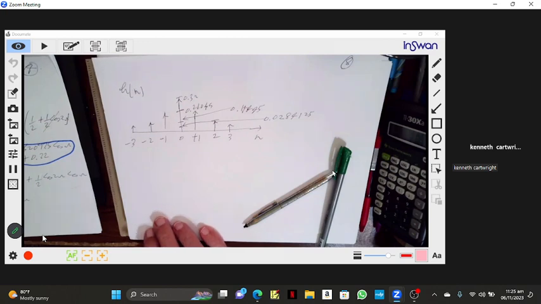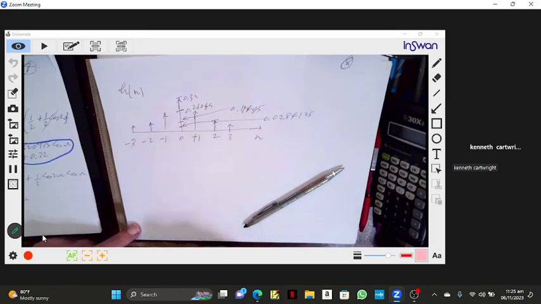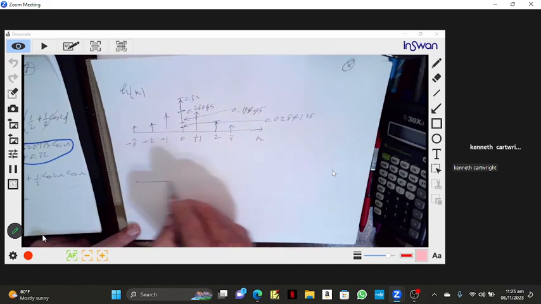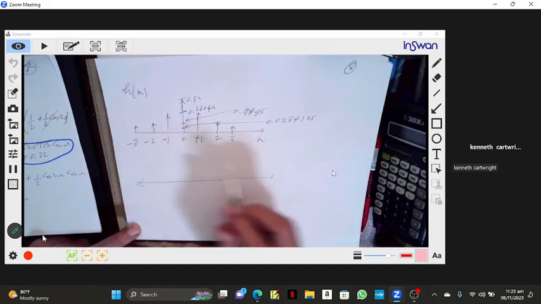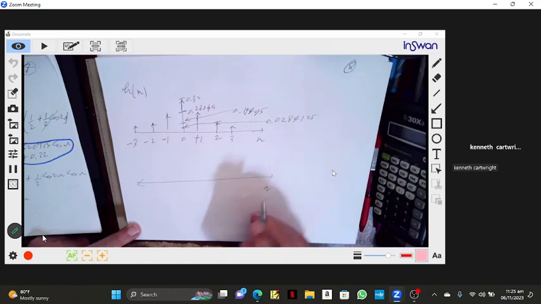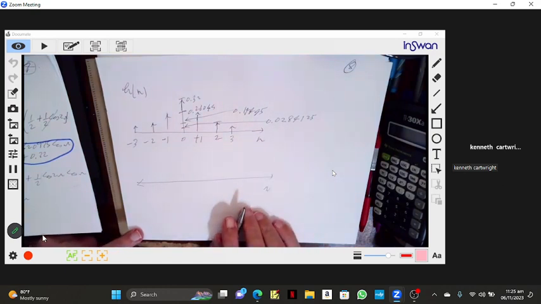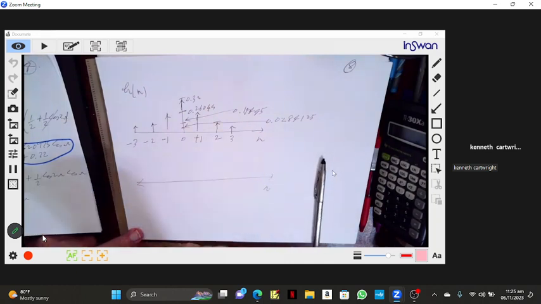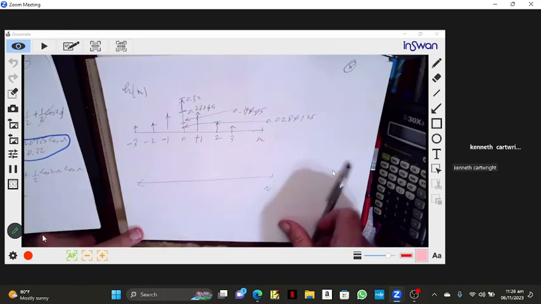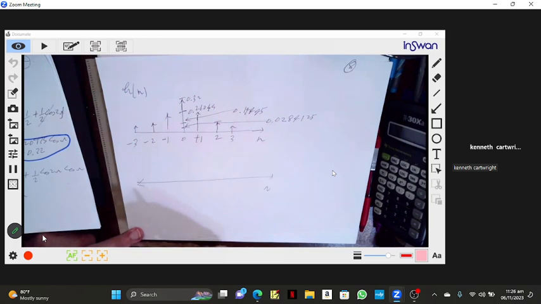Now think about what this is saying, folks. What is it saying my input is? What's my input? I assume my input is the impulse. An impulse. So where, an impulse where?